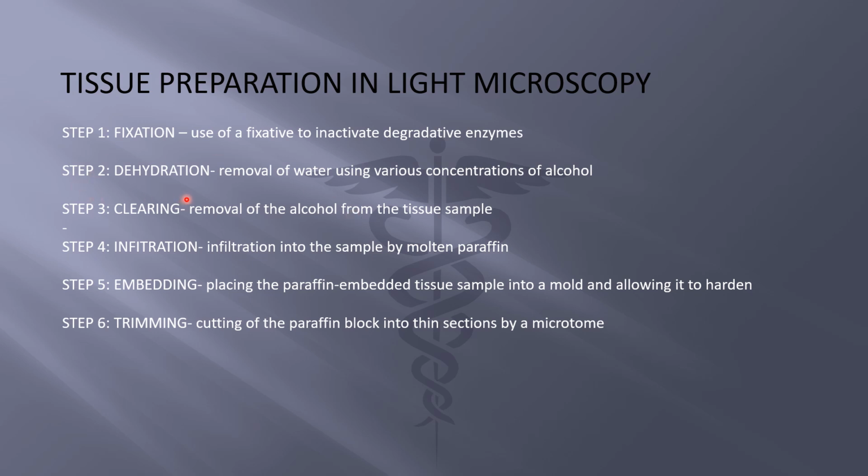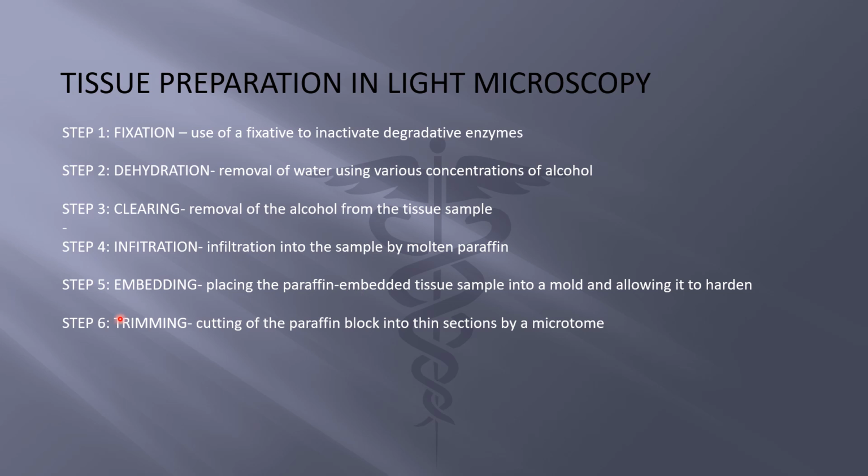The third step is clearing, and this basically means that we're removing the alcohol that we had used in the second step. So we're clearing this tissue specimen of the alcohol. The fourth step is infiltration. So the tissue is infiltrated with molten paraffin. It is placed in molten paraffin so that the paraffin can infiltrate into the specimen. And then the fifth step is embedding. Embedding involves pouring the infiltrate into a mold, allowing the paraffin to harden.